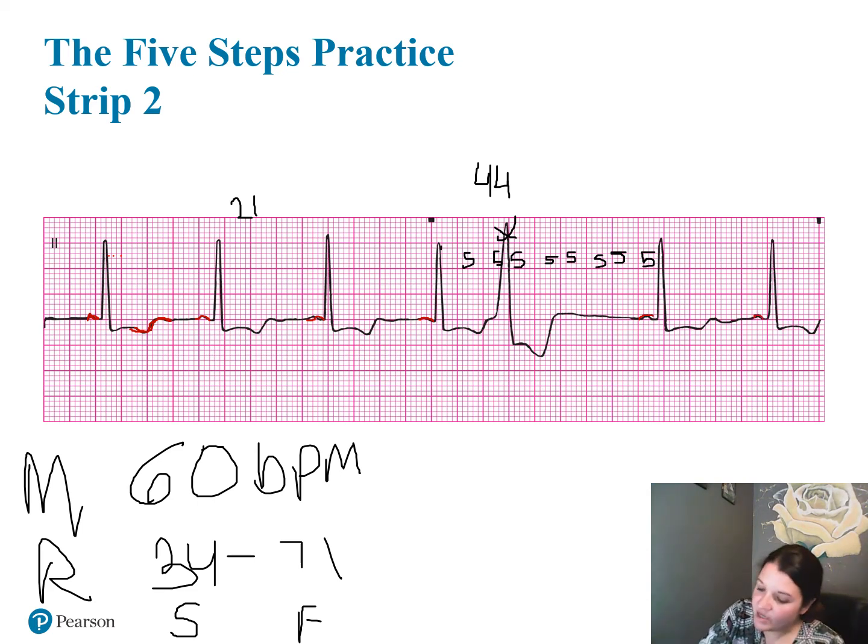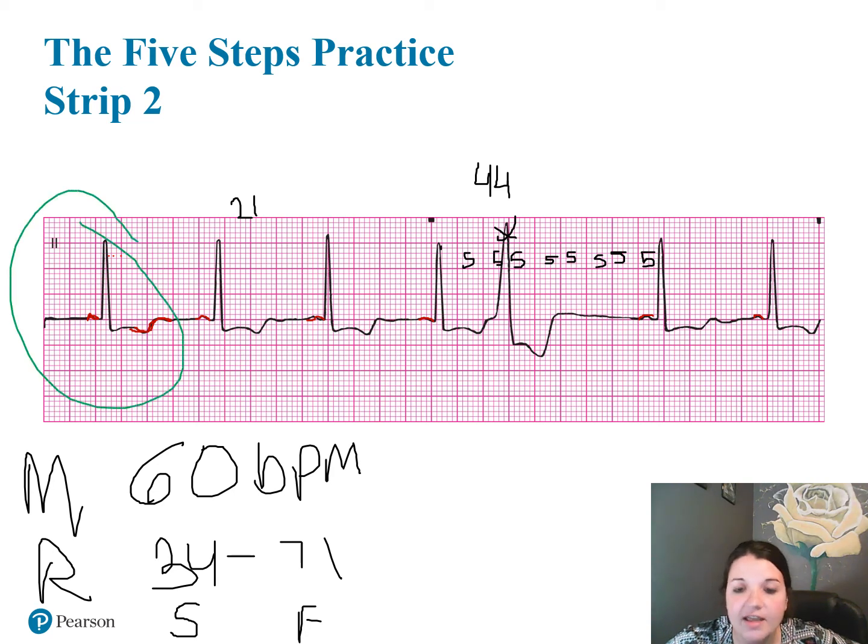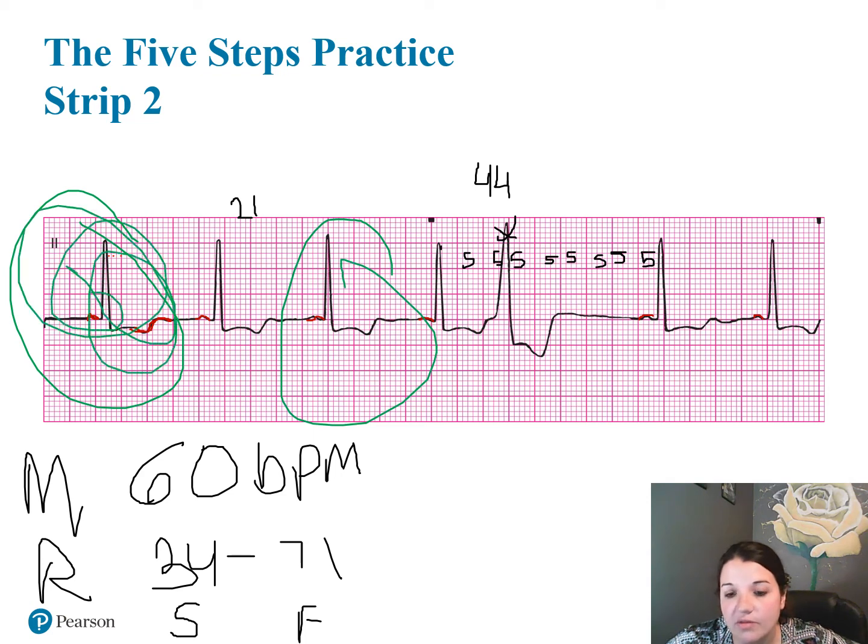So do I have P waves? Yes. Are they married? Yes. Are they matching? Yes. And then we need to do my PR interval and my QRS interval. Now, the thing with doing these is whatever two complexes you want to measure, or whatever one complex you want to measure for these intervals, you have to stay with that for all your measurements. You can't measure your PR interval over here and then come over here and measure your QRS. You have to measure them both right there.